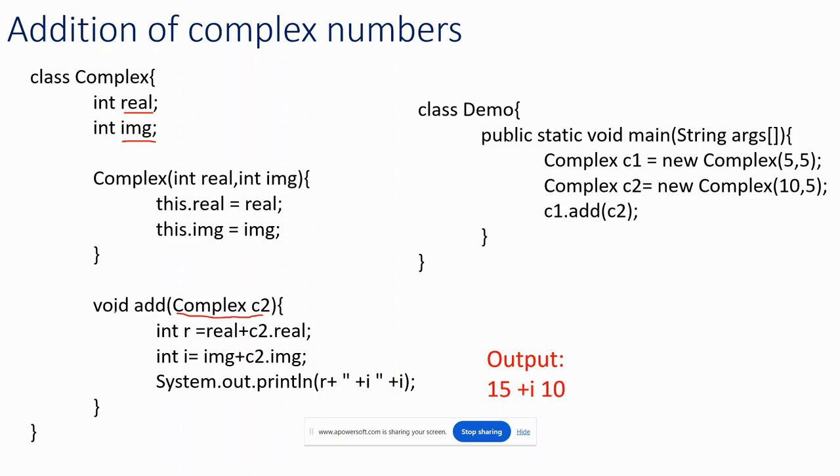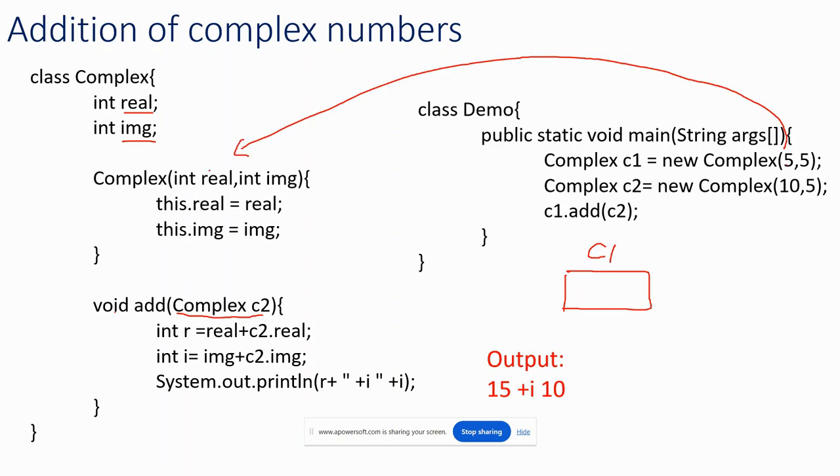So coming to the main part, we'll come here later. Class demo, public static void main. I have an object C1 with two values 5 and 5. So this 5 and 5 will be passed to this part. Real will have 5, img will also have 5, and those 5 will be assigned to this.real. This.real represents the instance variable. So real has the value 5, imaginary also has the value 5.